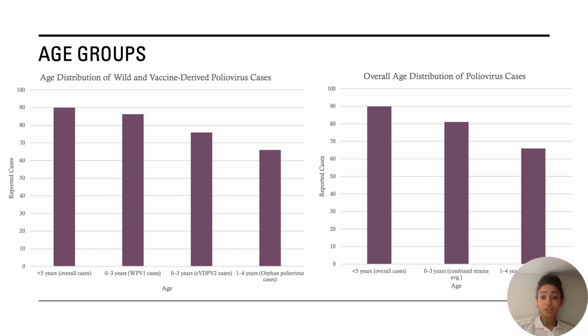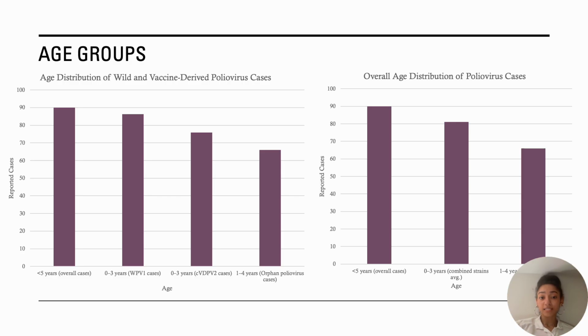On this slide, I'm showing two graphs to illustrate age distribution patterns in poliovirus infections. The first graph breaks down cases by viral strain. Here you can see that approximately 86% of wild poliovirus type 1 cases occurred in children aged 0 to 3 years.